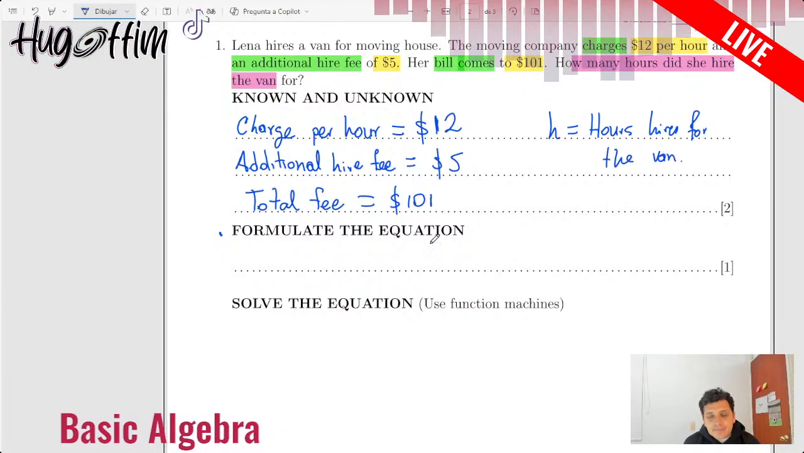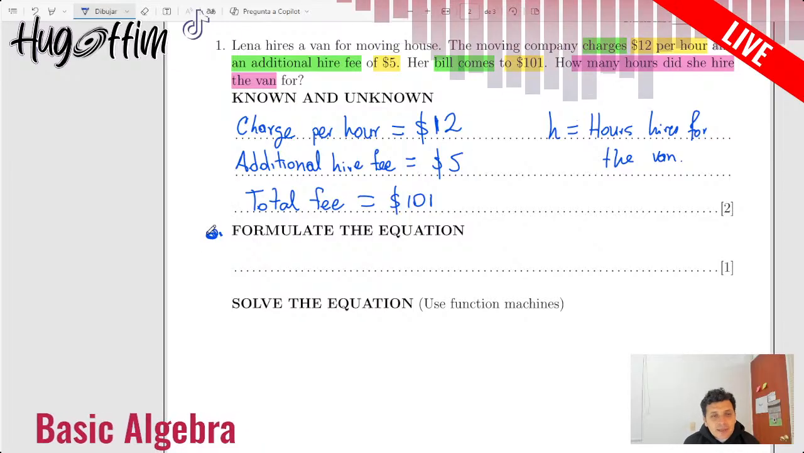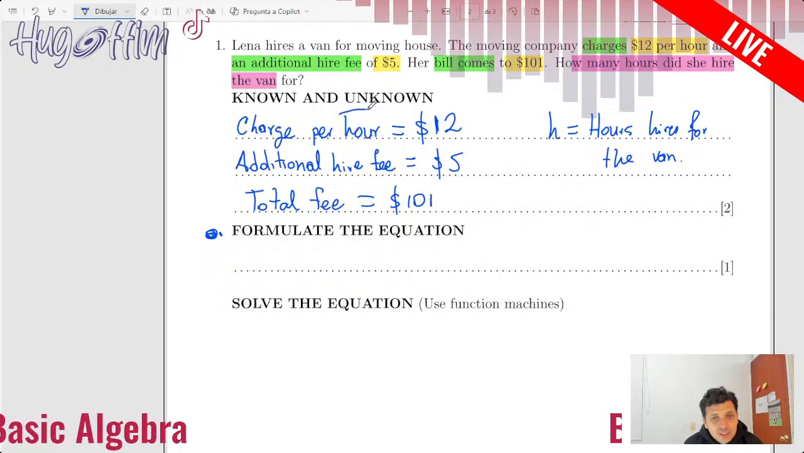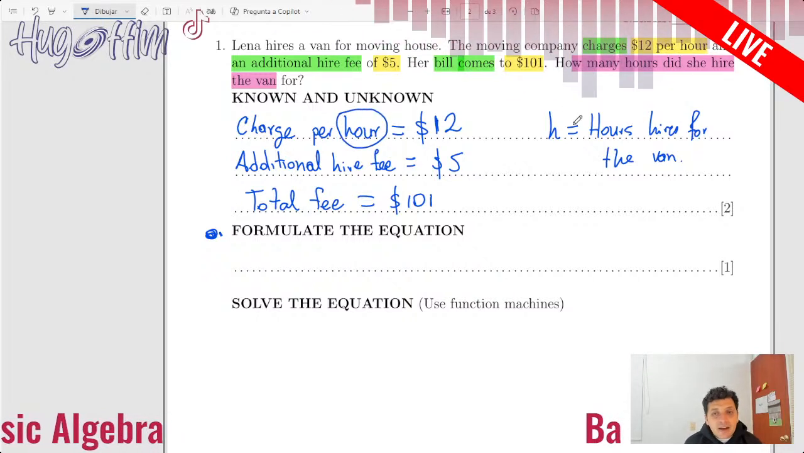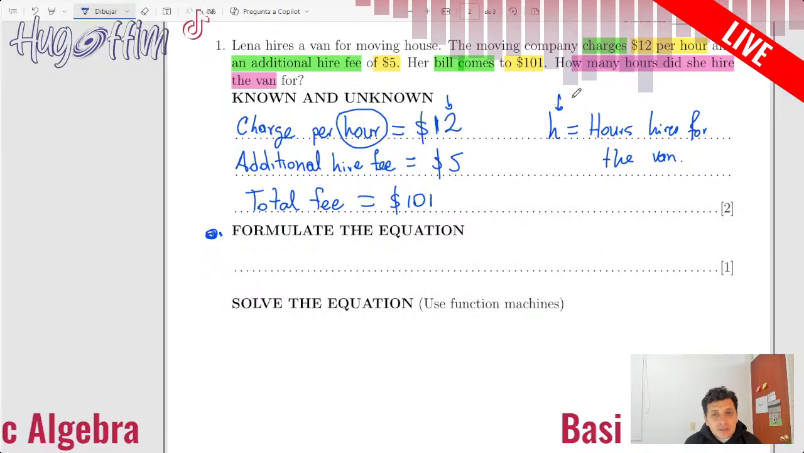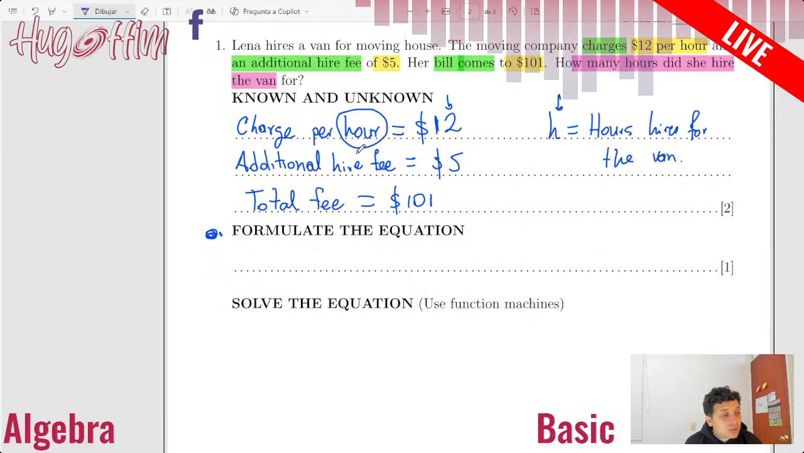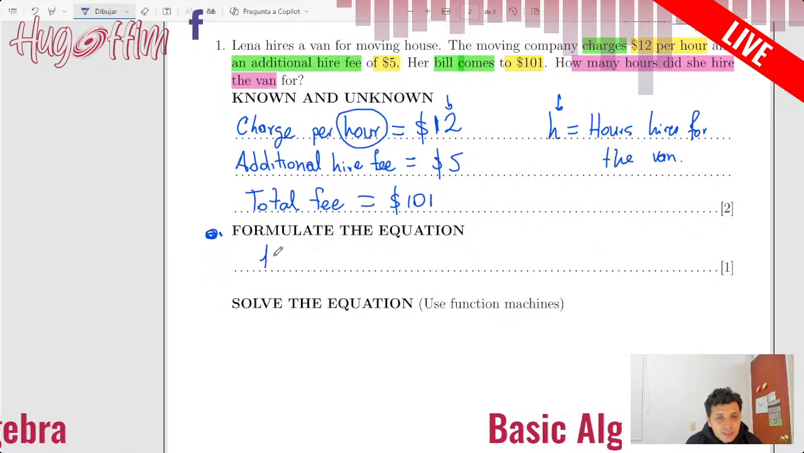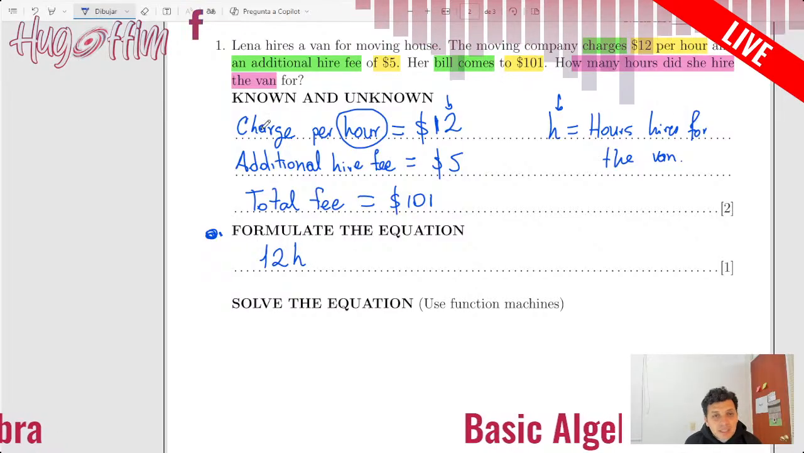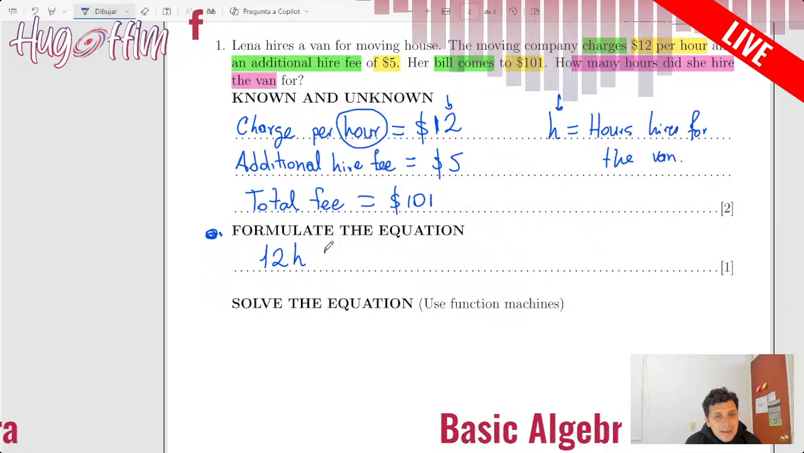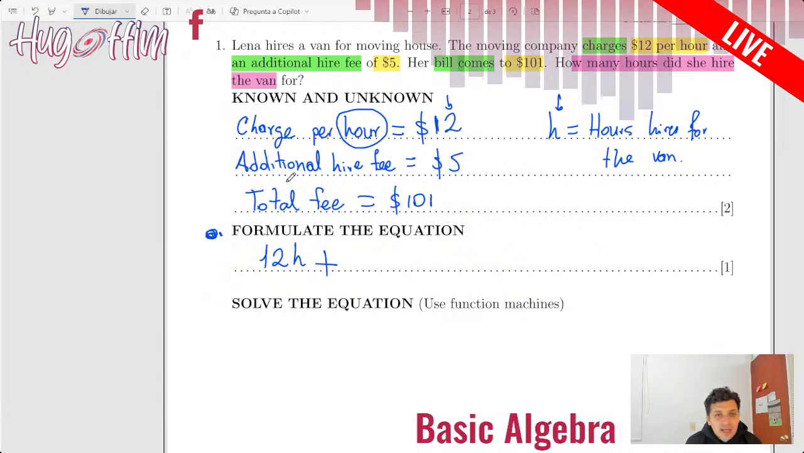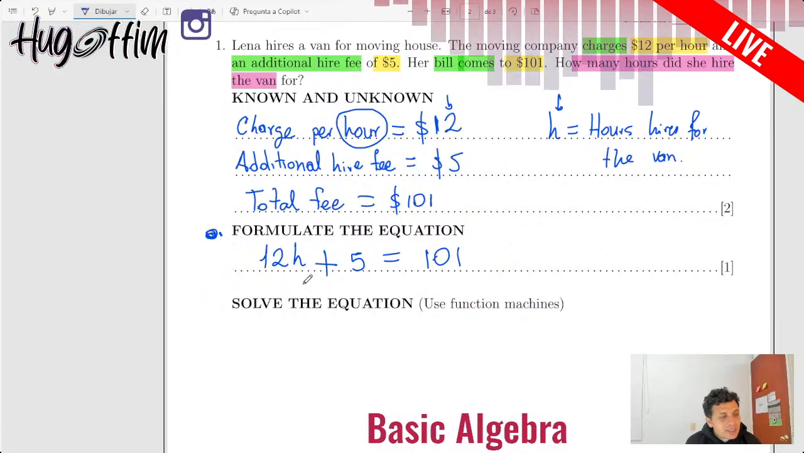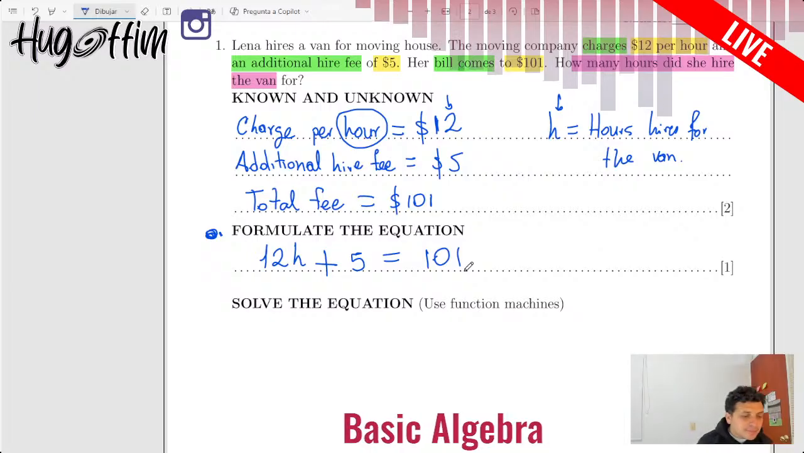Now, I want to formulate an equation, so I need to read the information, check the information to know what to do. Look at that here, it says charge per hour. So it means that if I work out 1 hour, it's going to charge me 12, 2 hours, 24, so on and so forth. So the operation I need to do to find out this one, it says per hour, so it means 12H. So 12 times H is going to give me the charge after the hours. And an additional higher fee of $5. And this should give me $101. This is going to be the equation I have to solve.